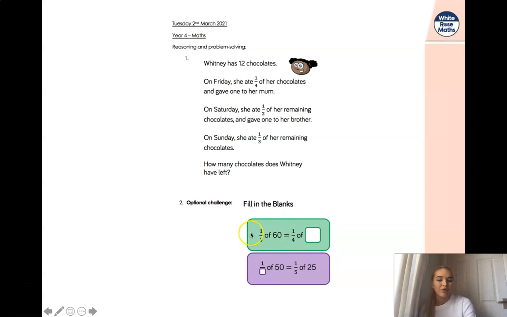So you've got to work out 1/3 of 60 first, write the answer there, and that's equivalent to 1/4 of what? So they must both equal the same. Similarly with this one too.